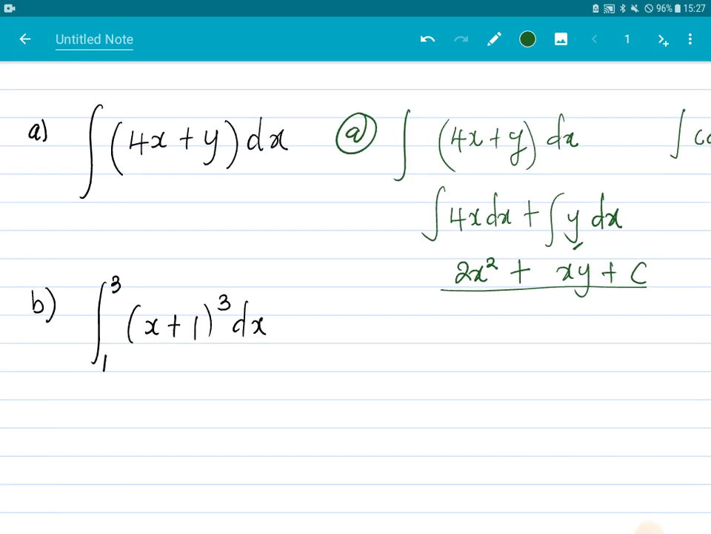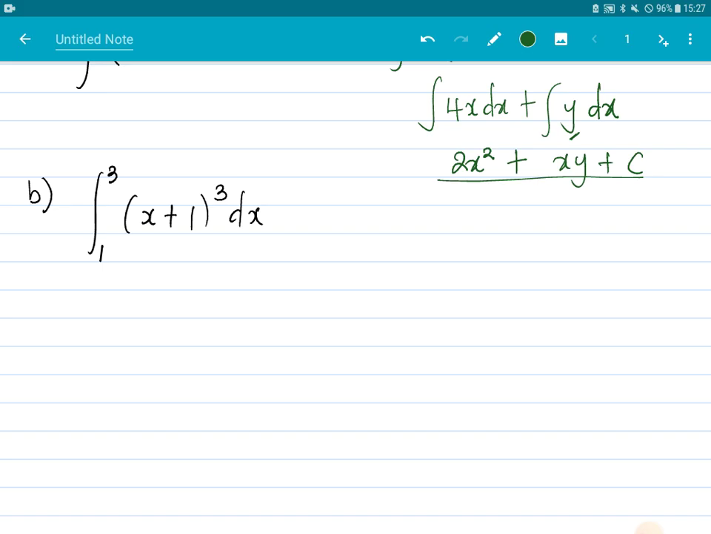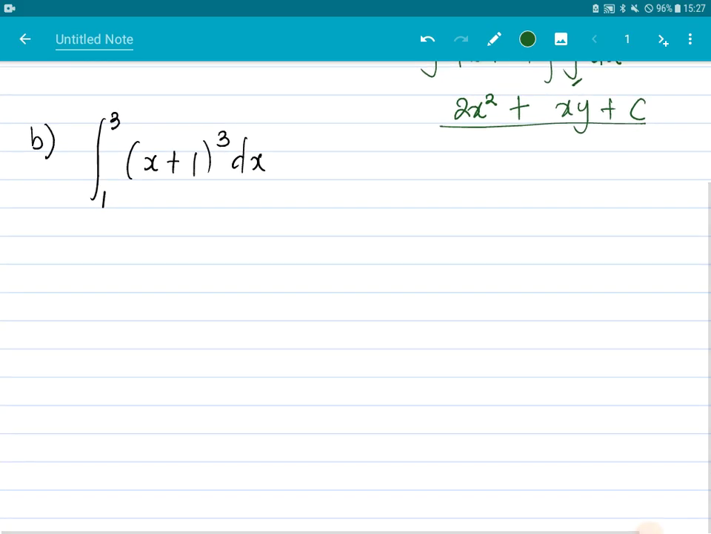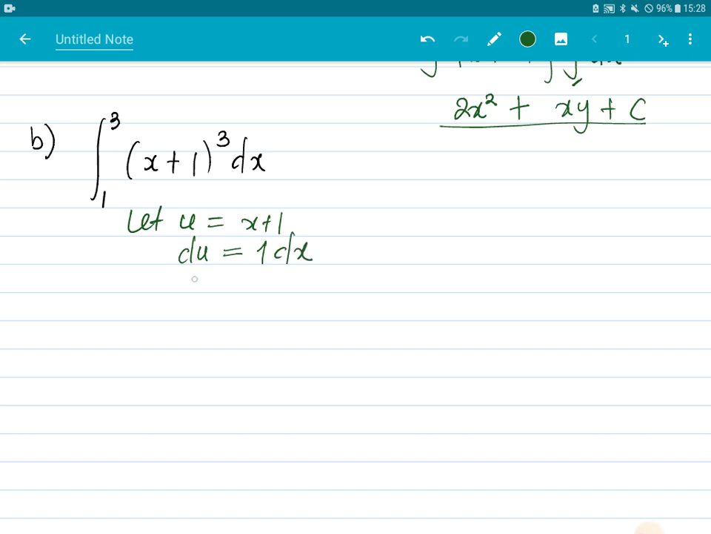Then let's come to our b here. With b, it's a definite integral. So what we are going to do is this. Remember that the power is odd and is above 2, so we're going to use u substitution. So we are going to say let u be equal to x plus 1. Then we find the derivative, which will just be 1 dx. In this case, du is just equal to dx.